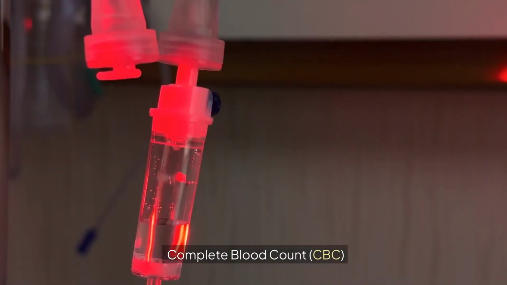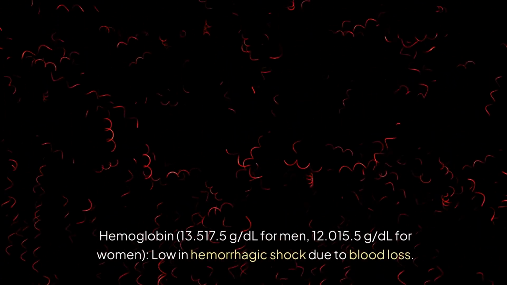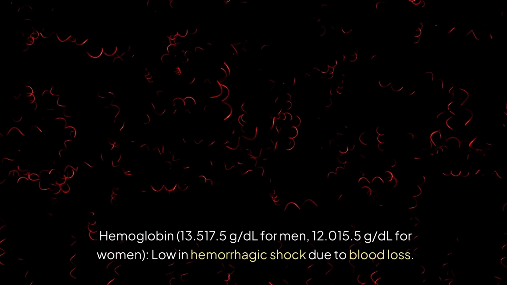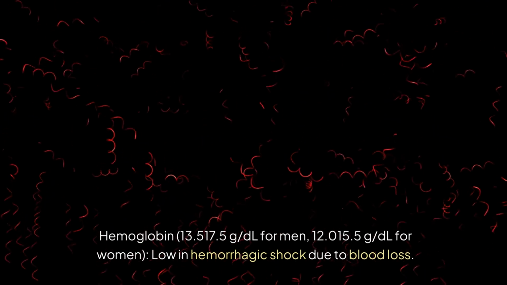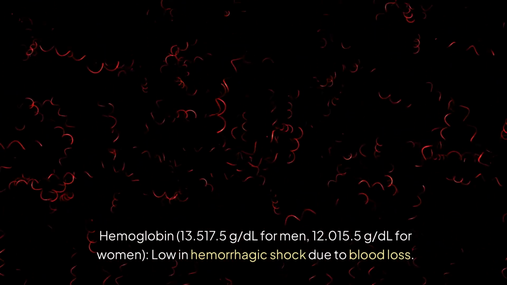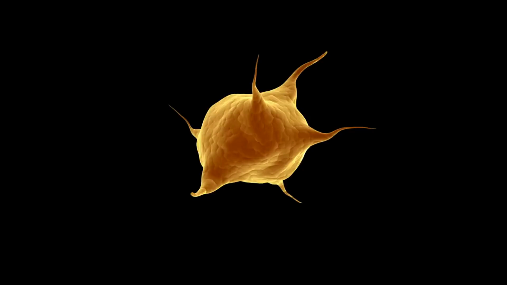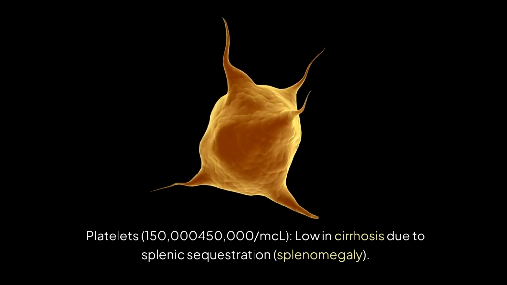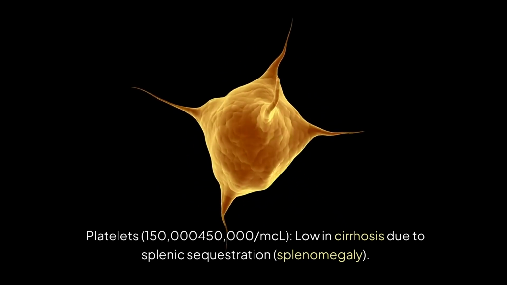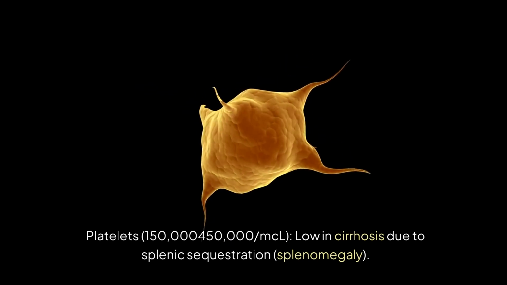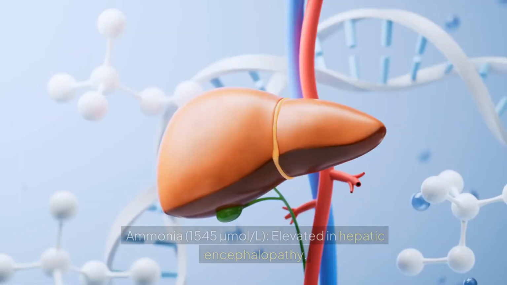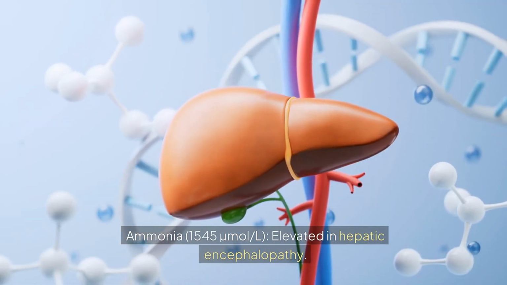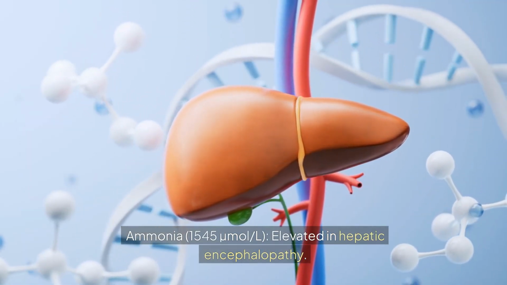Complete blood count, CBC. Hemoglobin, 13.5 to 17.5 g/dL for men, 12.0 to 15.5 g/dL for women. Low in hemorrhagic shock due to blood loss. Platelets, 150,000 to 450,000 per microliter. Low in cirrhosis due to splenic sequestration, splenomegaly. Ammonia levels, ammonia, 15 to 45 umol/L, elevated in hepatic encephalopathy.